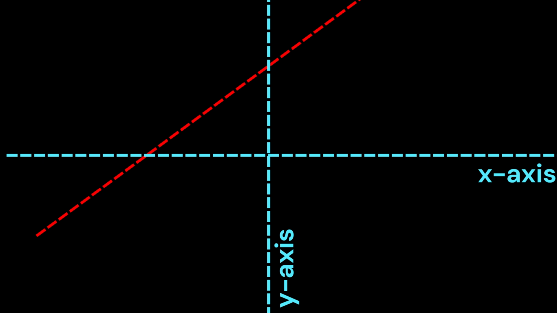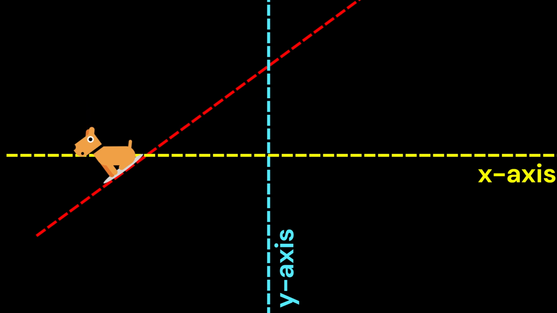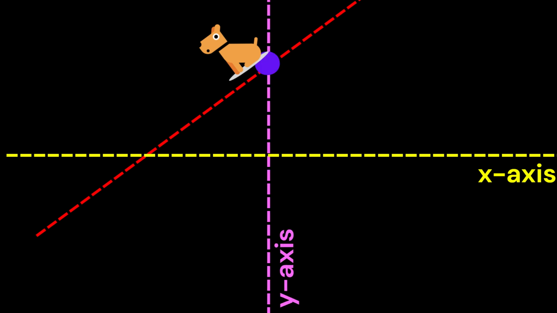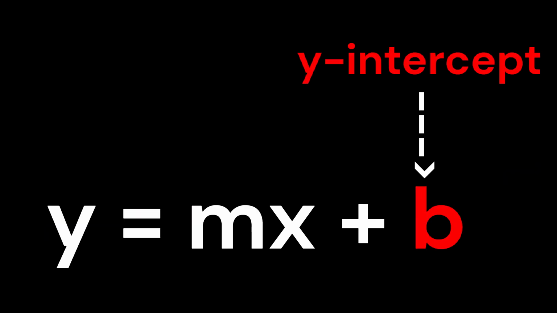Let's imagine that you are climbing up this line. Eventually, you will run into a wall called the x-axis. The place where you and the x-axis meet is called the x-intercept, but that is not really that important for this video. Let's continue our climb. Eventually, you run into another wall called the y-axis. The place where you and the y-axis meet is called the y-intercept. Now, this is actually important because, if you remember, it is the value of b from the equation earlier.